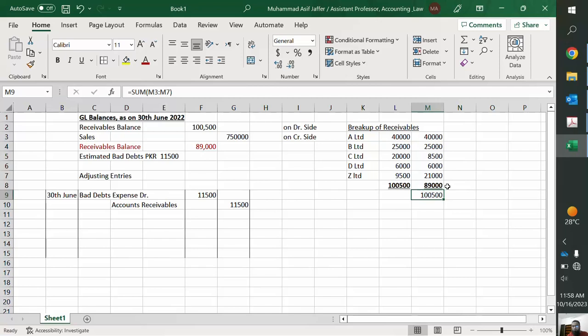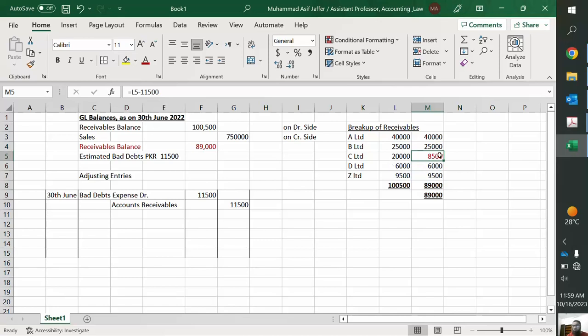So why is it 100,500? It is 9,500, right? So it is 89,000, right? What I have done is randomly assume that this customer is not going to pay, but I don't exactly know. This is not the right treatment, because I make this customer 8,500 in my detailed records.